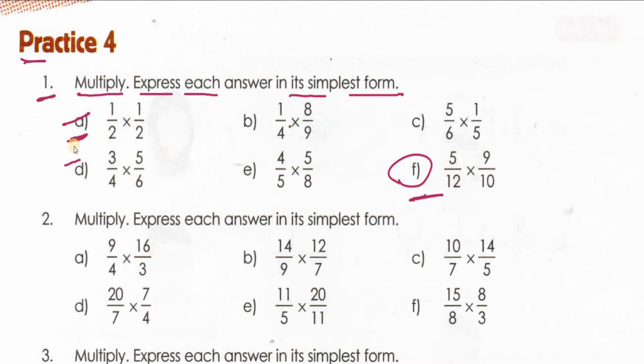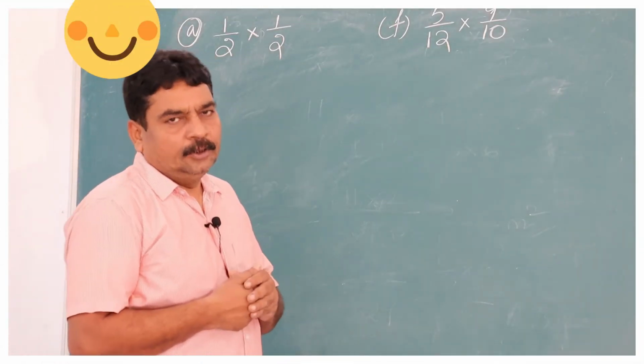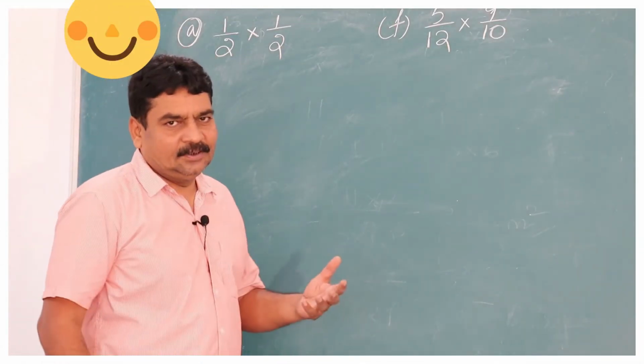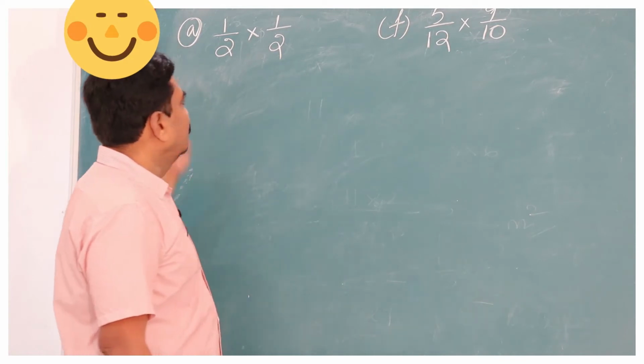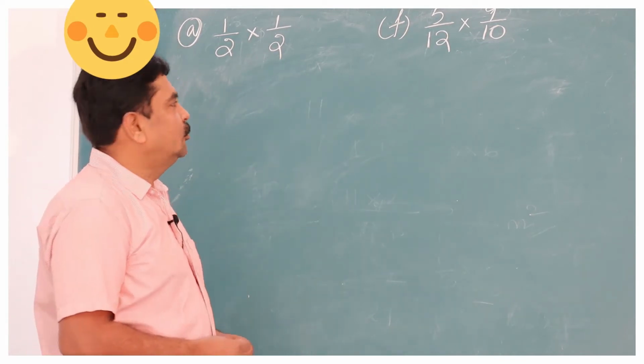In the second one also, okay, first one we'll do it. I'll read the question first. A 1 by 2 into 1 by 2 and F 5 by 12 into 9 by 10. There are two questions as I told you. We already read the question, now we are going to do it. A 1 by 2 into 1 by 2.